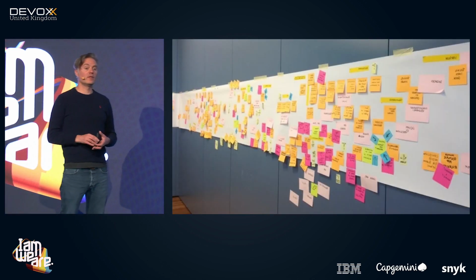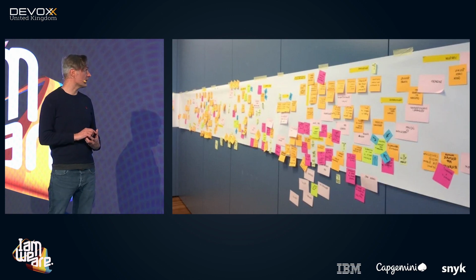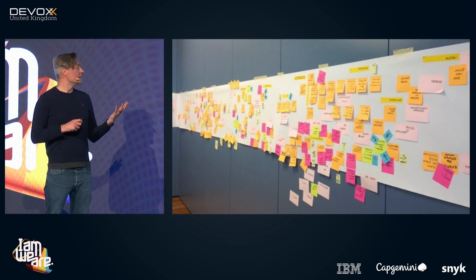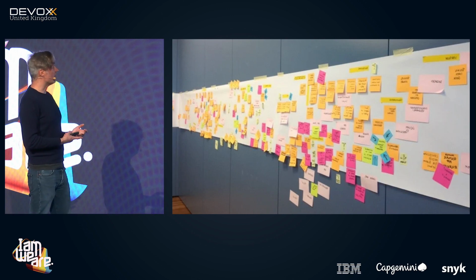Anybody know what this one is? Some people will definitely know this, and other people will be like, what is going on? Event storming, exactly. So this is event storming. This is what Alberto Brandolini's brain looks like inside, I think. So Alberto Brandolini is the person who invented event storming.